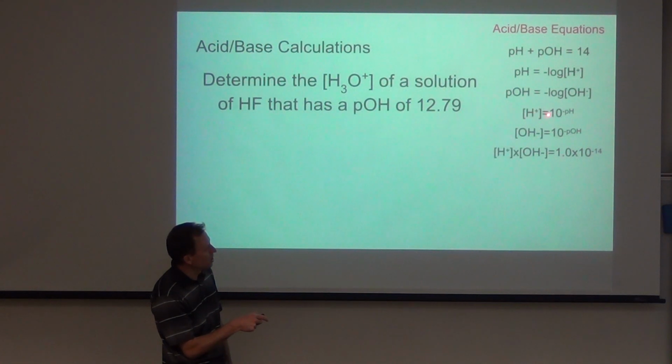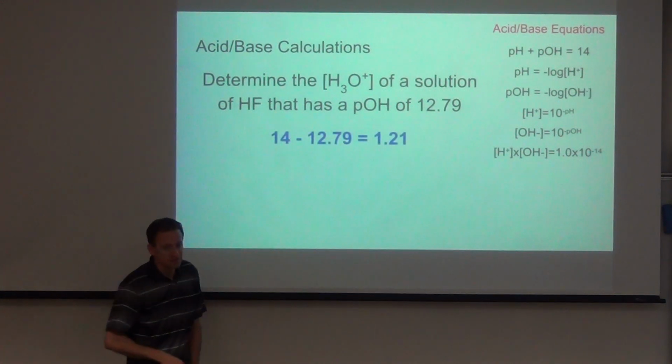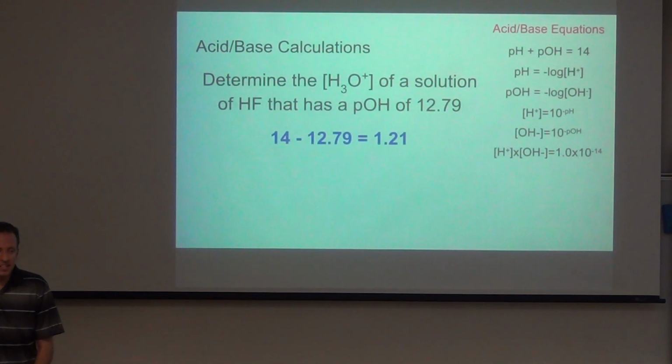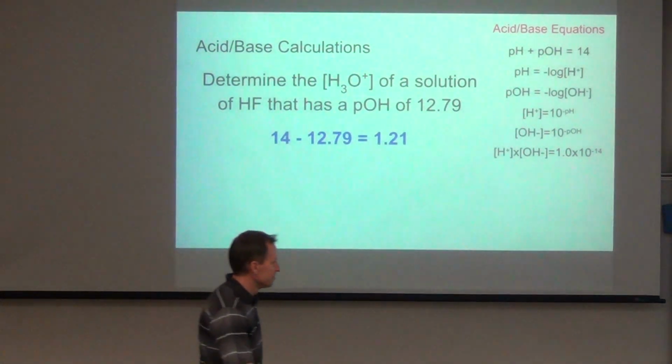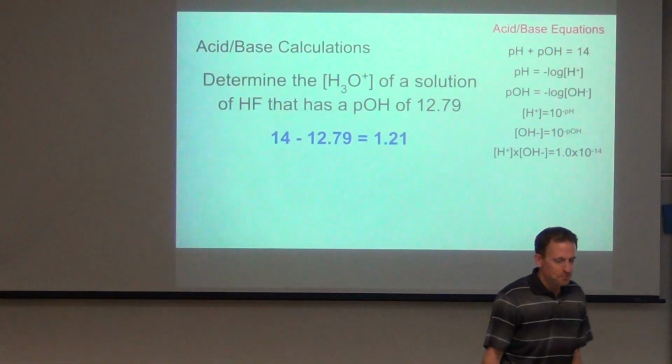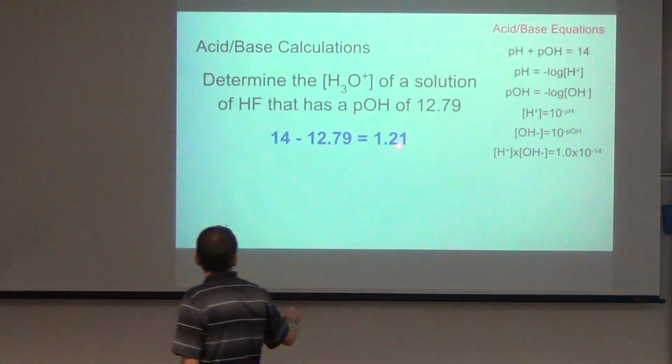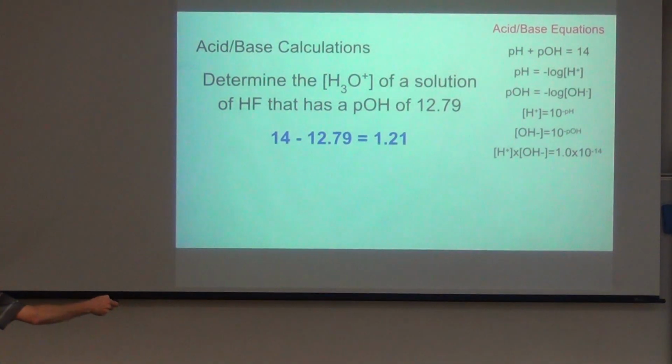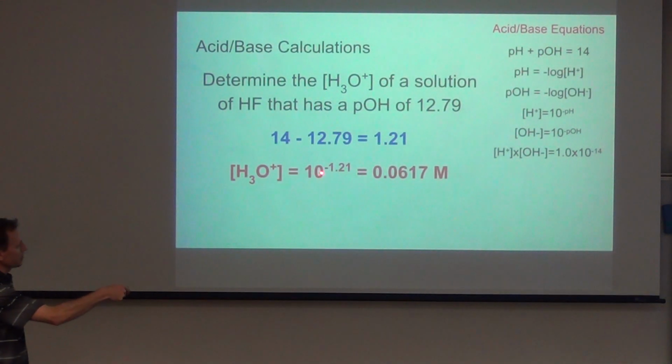So check this out. This one solves using pH. Well, I have pOH. Is there an equation that uses pH and pOH? Right there. So what do I need? I need to go backwards. I need to get what? I need to get pH to plug into here to get to my answer. So this is what I'm going to do. I'm going to take 14 minus my pOH, and I get 1.21. Then I'm going to plug that in to this equation.